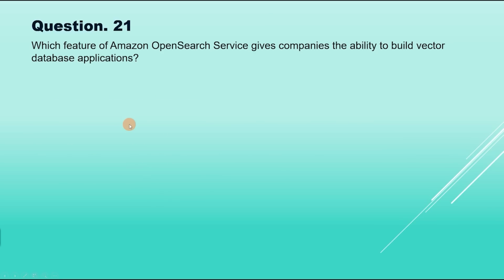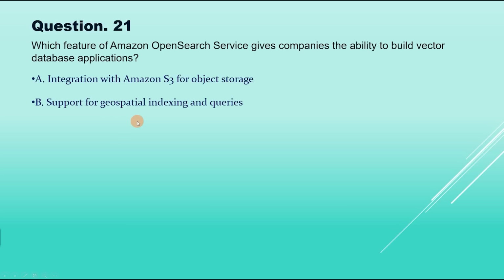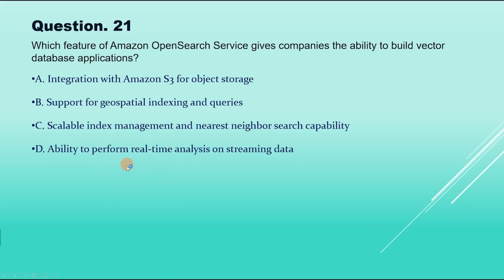Now question number 21. Which feature of Amazon OpenSearch Service gives companies the ability to build vector database applications? And here are the options. Option A, integration with Amazon S3 for object store. Option B, support for geospatial indexing and queries. Option C, scalable index management and nearest neighbor search capability. Option D, ability to perform real-time analysis on streaming data. Take your time to guess the answer.